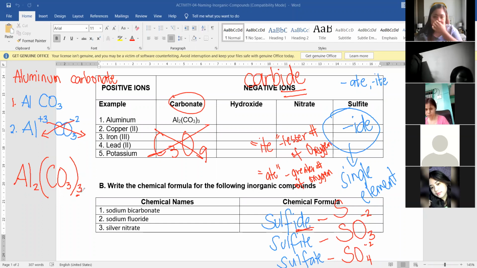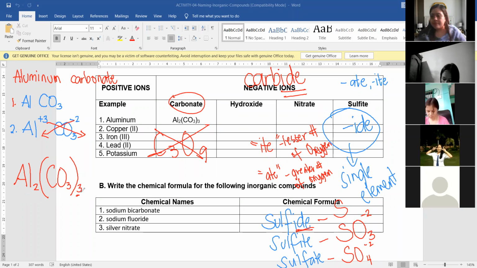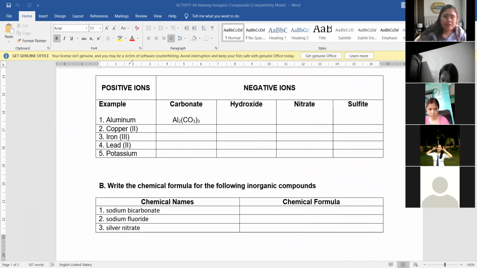Questions, class? Ma'am, yes? What if walang subscript, ma'am? Maglagay pa din ng parentheses? Dili na. Kung walay subscript, dili na siya magbutang og parenthesis. So let me give you an example.